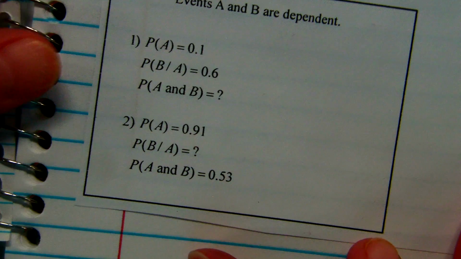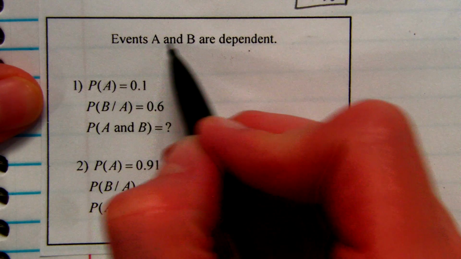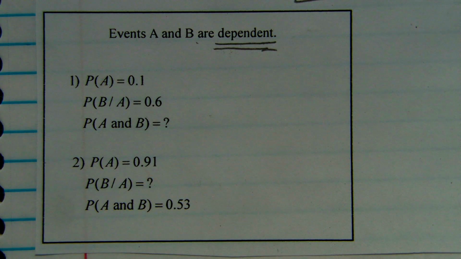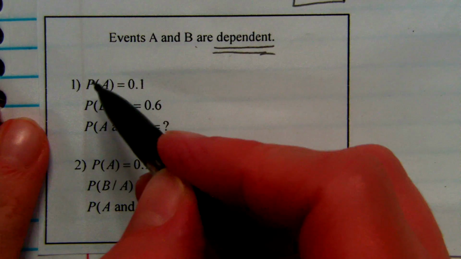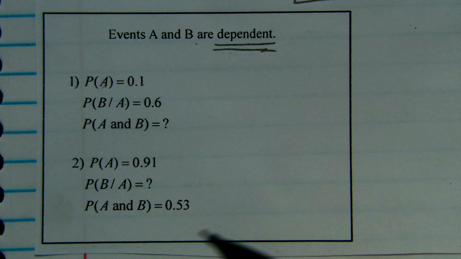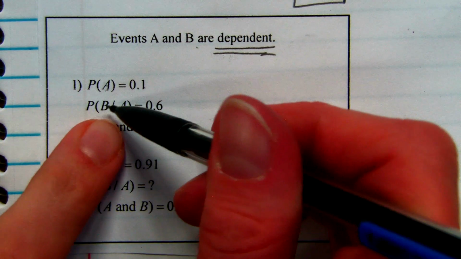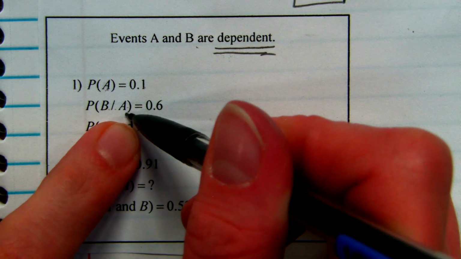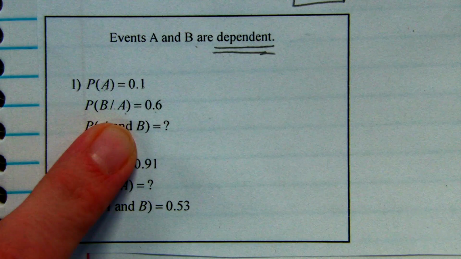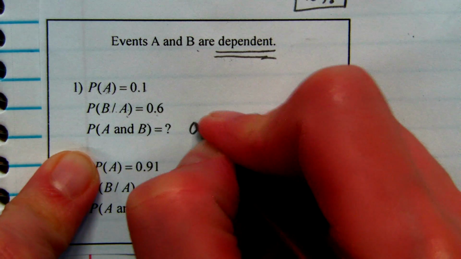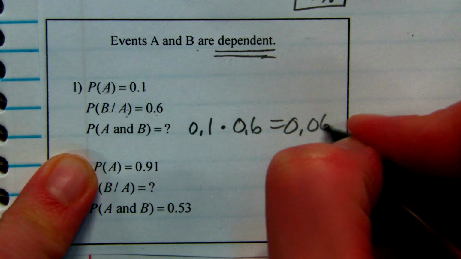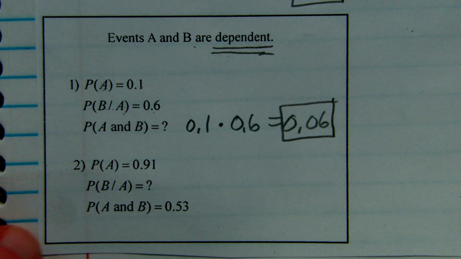Okay, the last problem is just a nice generic problem. It says A and B are dependent, meaning that the first one affects the second one. So it has the probability of A is 0.1. And then this right here is some strange notation we haven't really encountered yet. This means the probability of B after A has already happened. So they've already done that subtraction for you. So if you're going to do probability of A and B, it's still 0.1 times 0.6, and you get 0.06, or 6%.